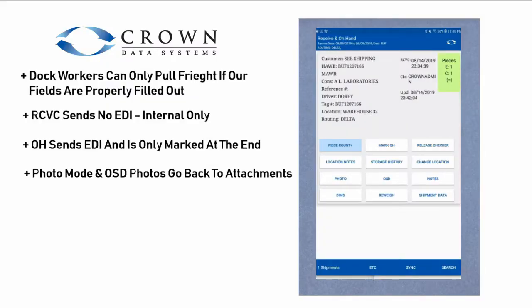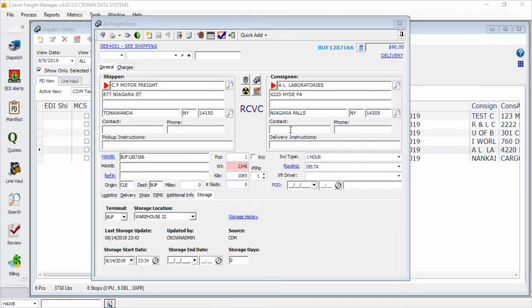Next, you'll see that there are photo, OSD, notes, DIMS, and reweigh buttons. They each will also update the tag with different information for you. Let's go over and take a look at where photos and OSD photos drop on the tag. As you can see, the attachments icon at the top of your tag is now red. You can view and download your attachments from the Dock app directly here.